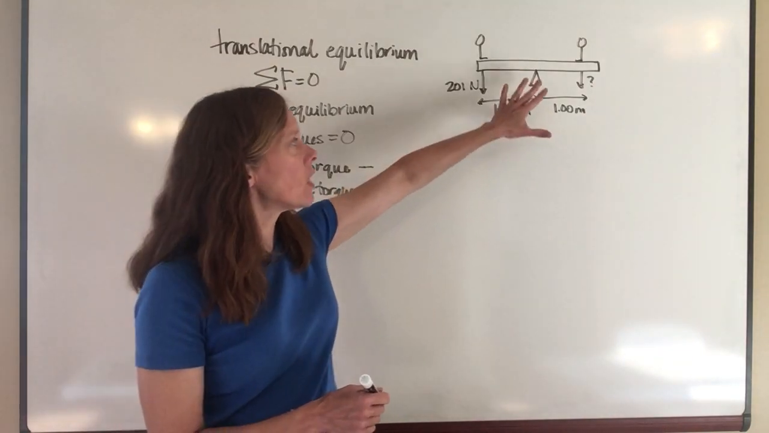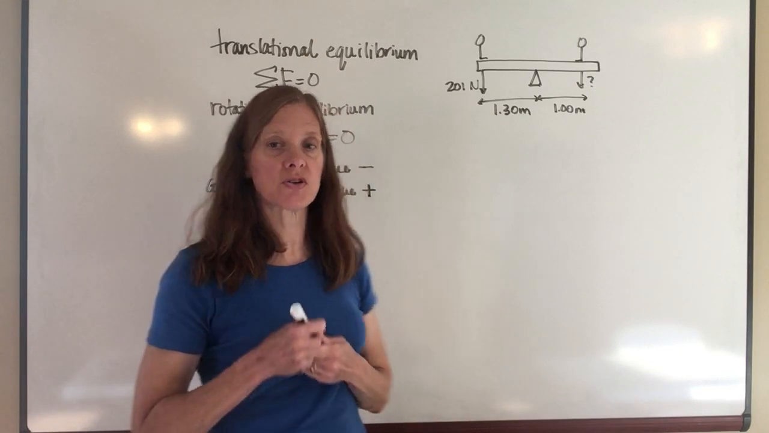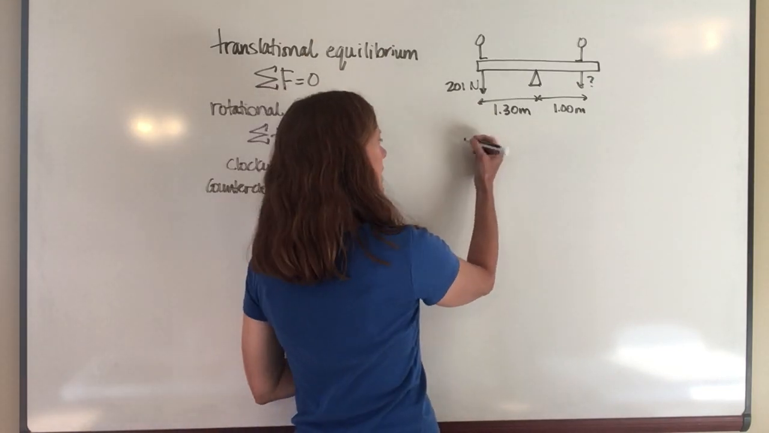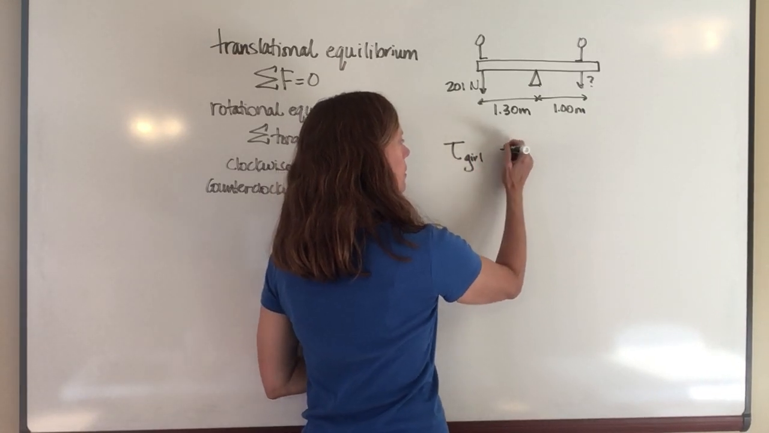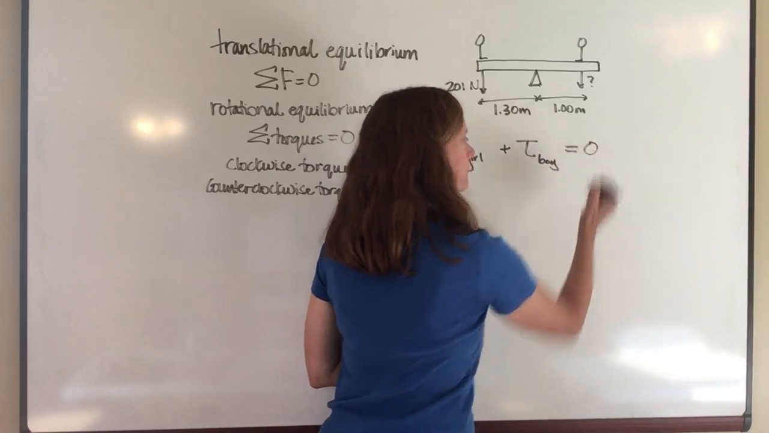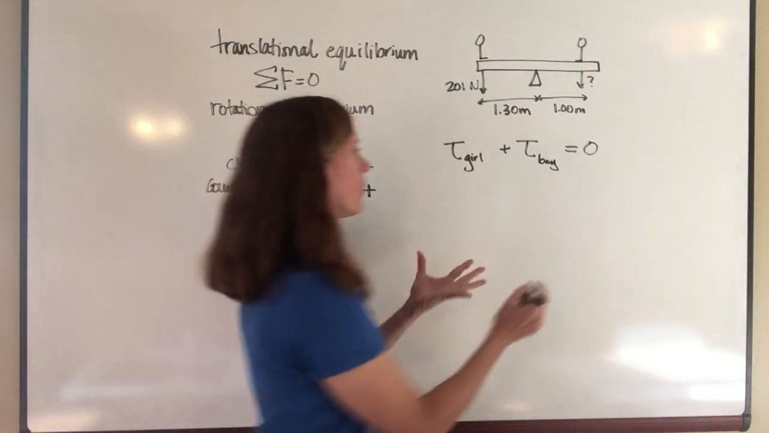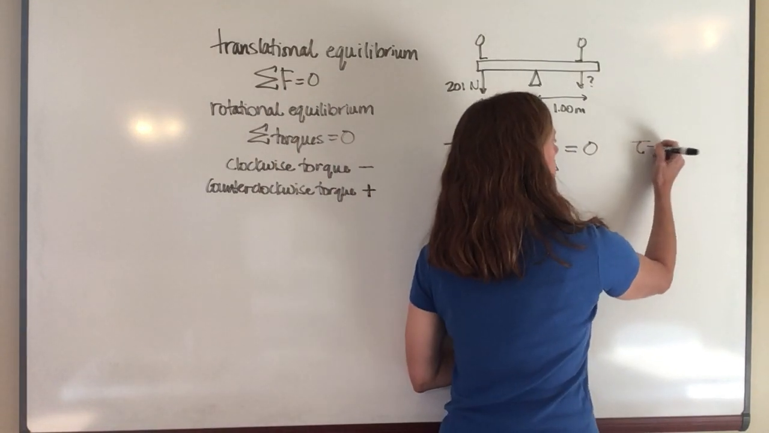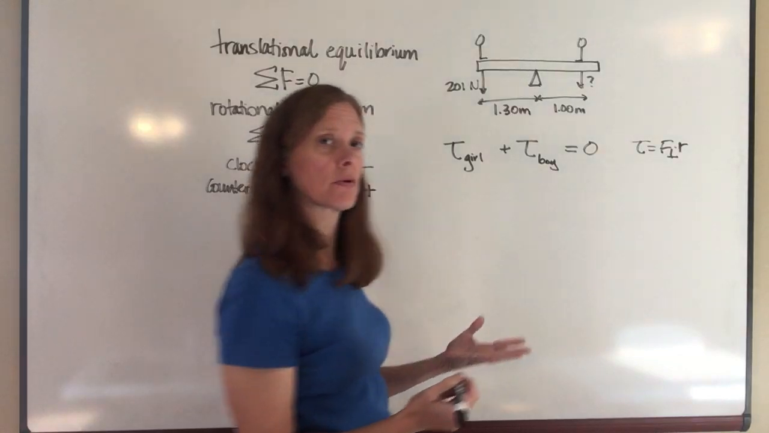So if we know that the teeter-totter is balanced, we know that the sum of the torques is zero. So to express that mathematically, I could say the torque of the girl plus the torque of the boy has to be equal to zero, okay? And I know from before that torque is just the perpendicular force times the radius, the lever arm.